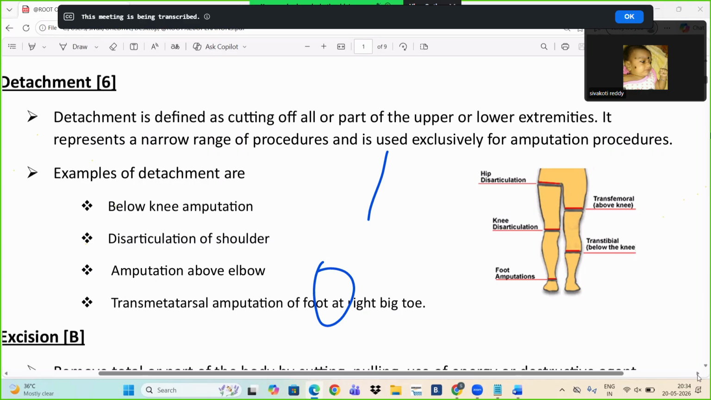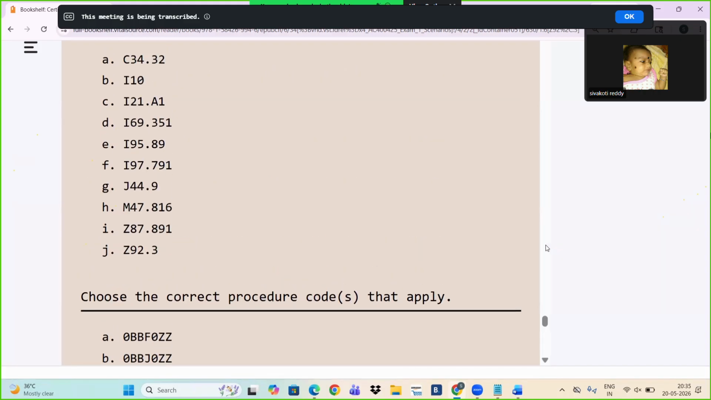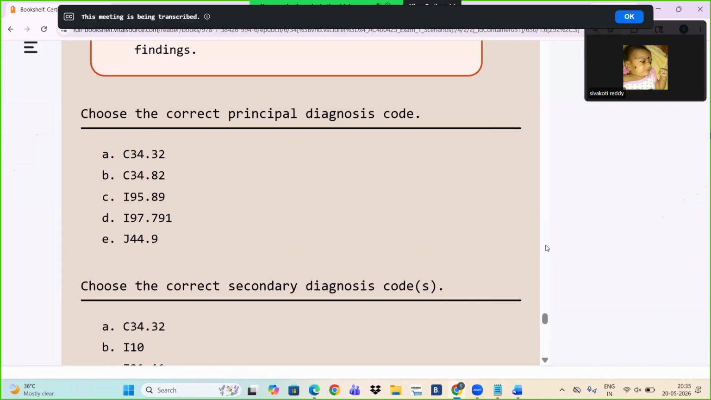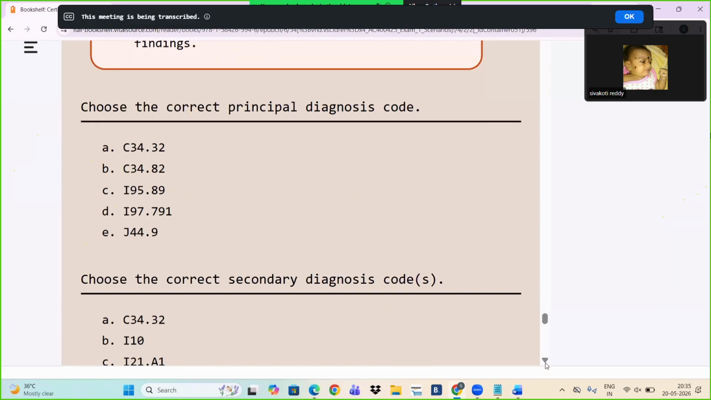We get 3 questions: principal diagnosis, secondary diagnosis and procedure. So here, see, this is the procedure. For principal diagnosis and secondary diagnosis we also get ICD codes. Total 3 questions: PDX 20 marks, SDX 10 marks, procedure 10 marks.